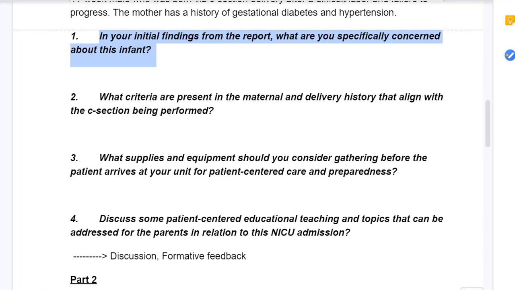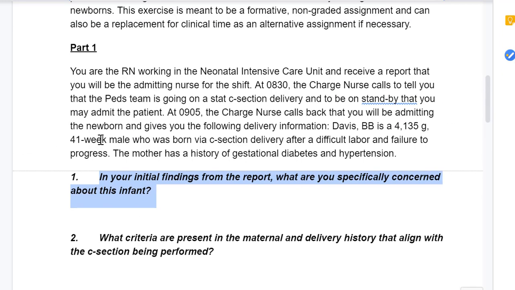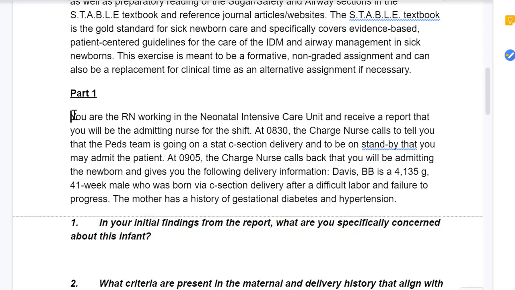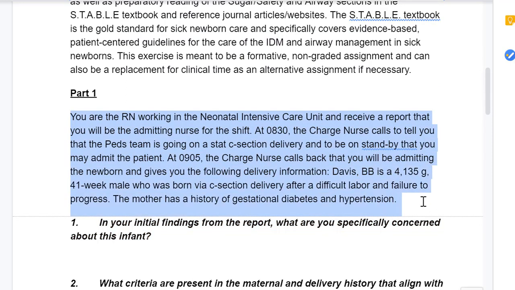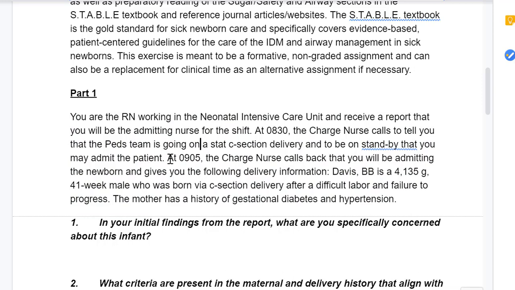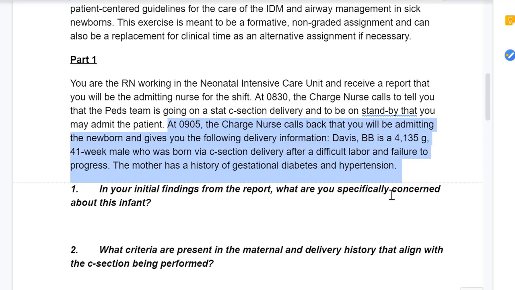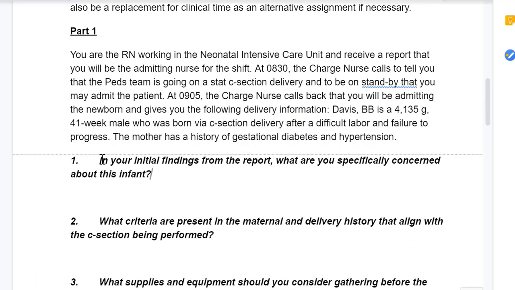This is from Elizabeth Riley, I think. You can find some of these online. And you see the questions here. But the important thing is you have a role, you have a scenario up here. In this case, we have a person being admitted for a C-section, and then a baby is born. We have some history. Mother has a history of diabetes, hypertension. And then we ask the students to work in groups and answer these questions, right?